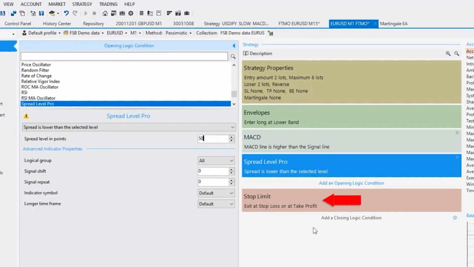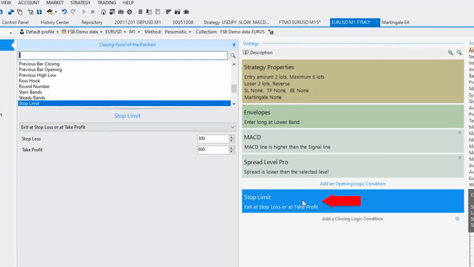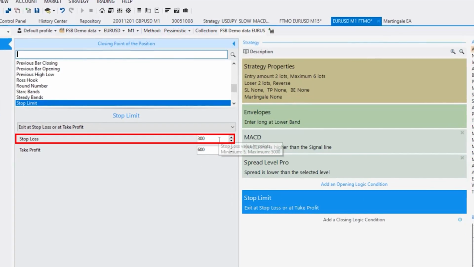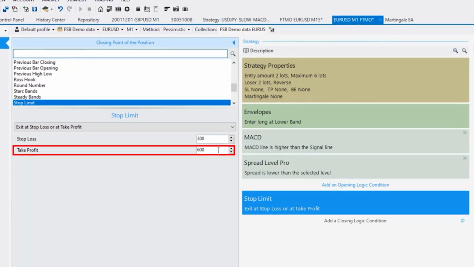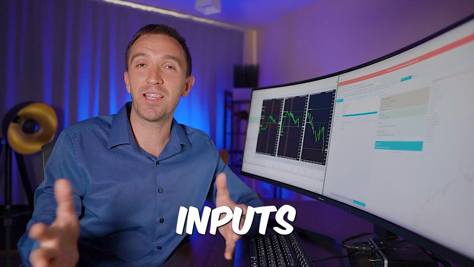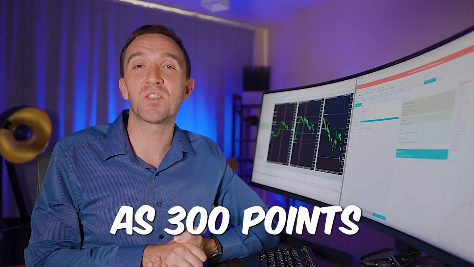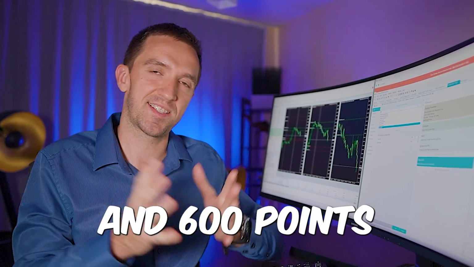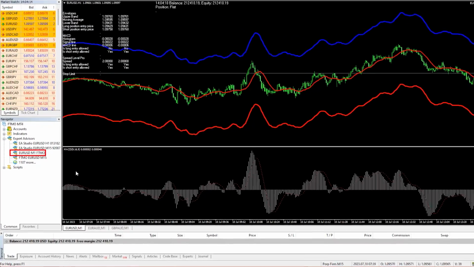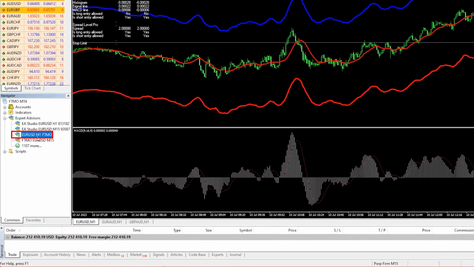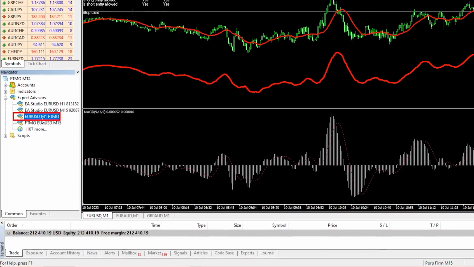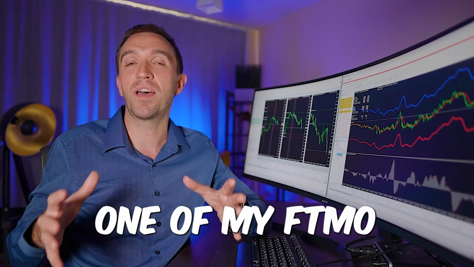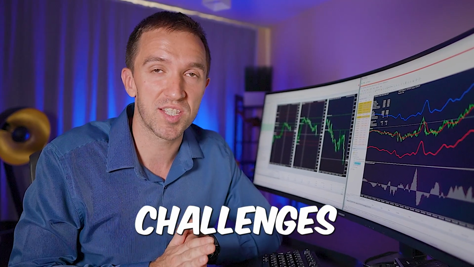As well, I'm using a stop loss of 30 pips and a take profit of 60 pips, and in the inputs it is displayed as 300 points and 600 points. And I will show you the inputs of the expert advisor on MetaTrader, as I have it in one of my FTMO challenges at the moment.